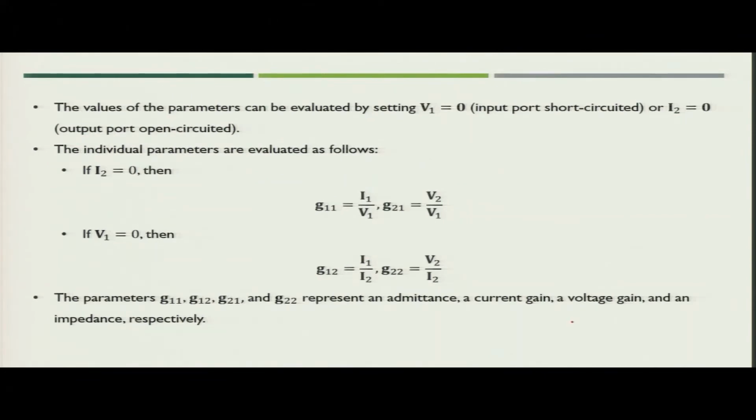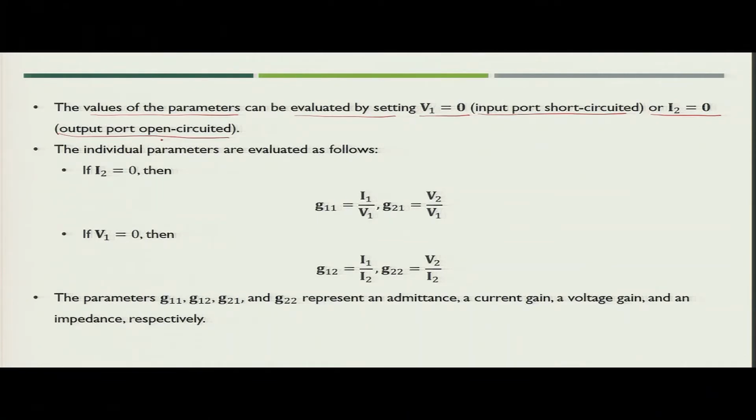Now how will you find the values of G parameters? The values of these parameters can be evaluated by setting V1 equal to 0, that is input port short circuited. In case of H parameters we had V2 equal to 0, that is the output port short circuited. Here V1 equal to 0 means input port short circuited, and I2 equal to 0 means output port open circuited. In case of H parameters we set I1 equal to 0, that is input port open circuited.